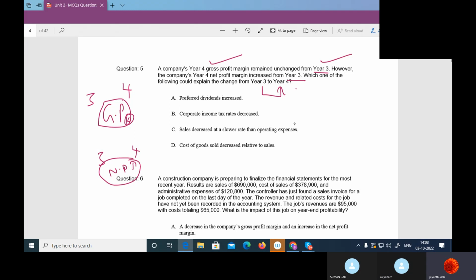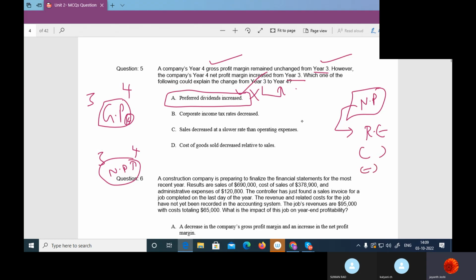See, dividends actually have to be deducted from retained earnings. So no matter what, you will not be considering dividends anywhere here. It has nothing to do with it, because after net profit the dividends are deducted. Am I right? Yes, sir. After getting net profit, this net profit is transferred to the retained earnings account, and from that the dividend is declared and deducted.